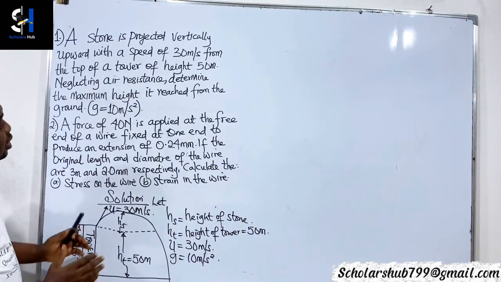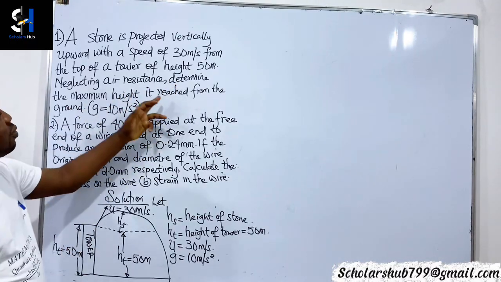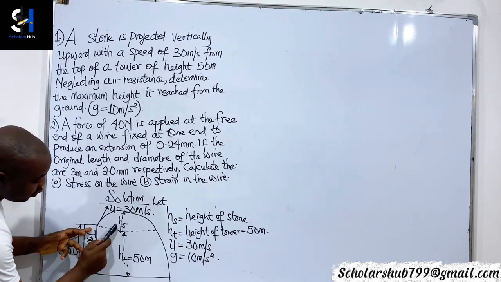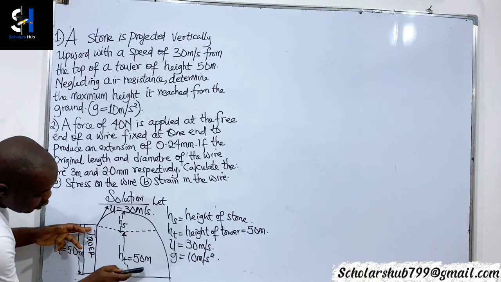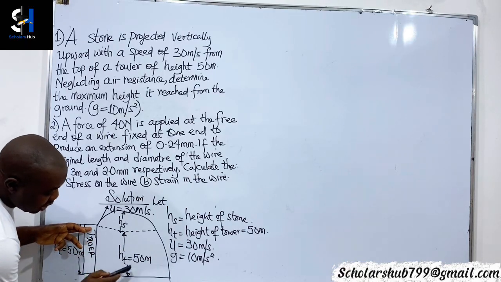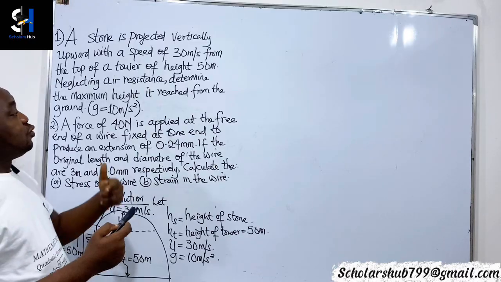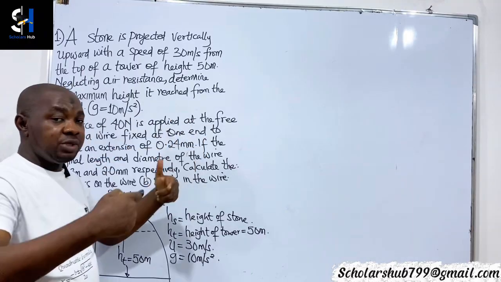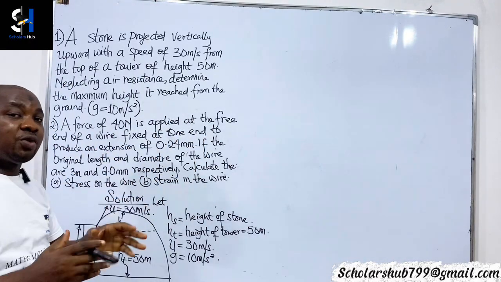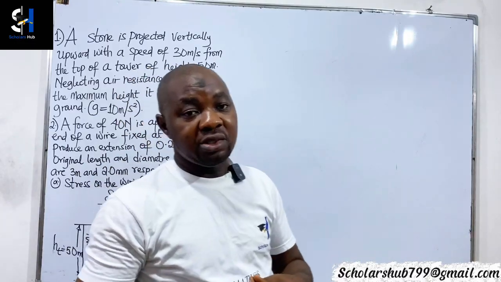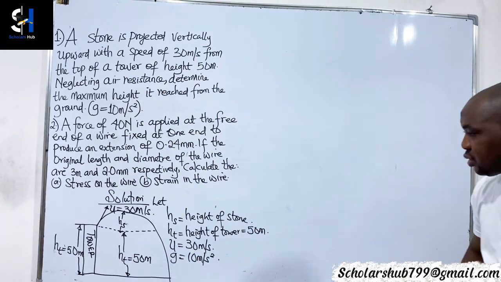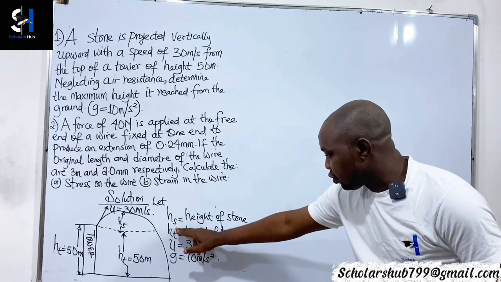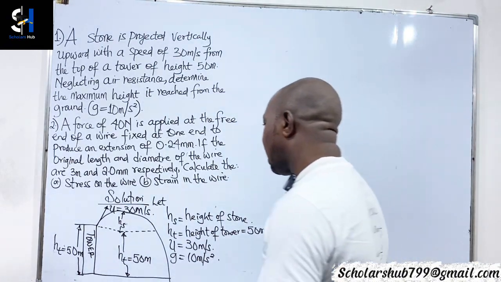Our task is to determine the maximum height it reached from the ground. When we know the value of h subscript s, we are going to add it to the height of the tower, and that will give us the maximum height reached by the stone from the ground. In this case, we are not given the angle of projection, also known as the launch angle. So let's calculate the height of the stone.